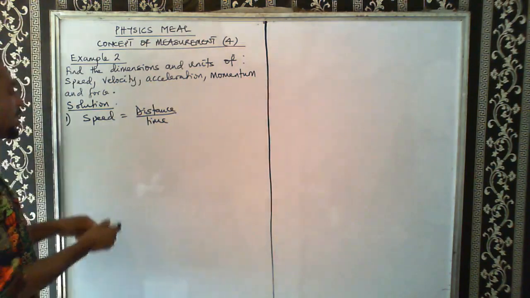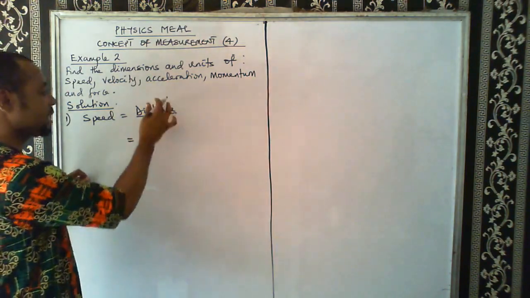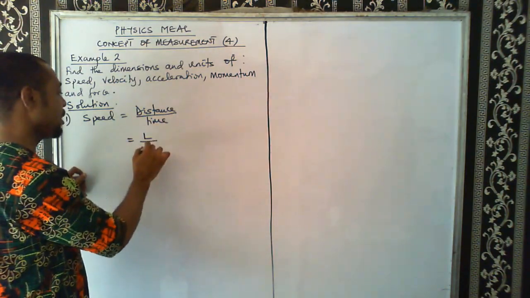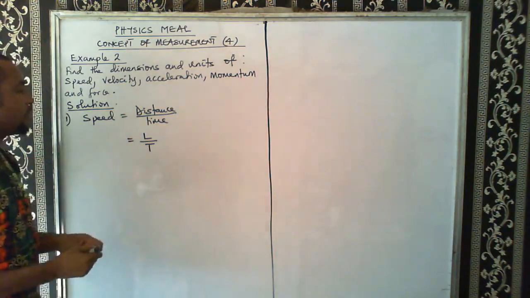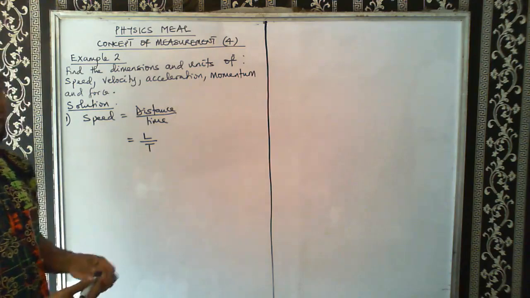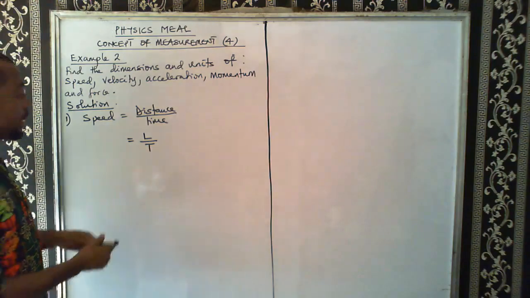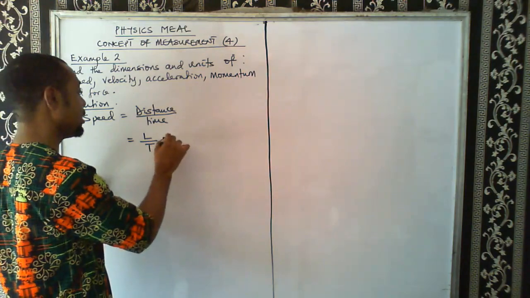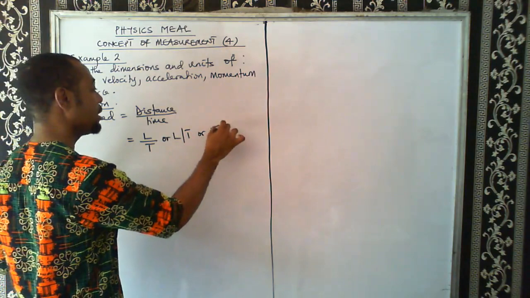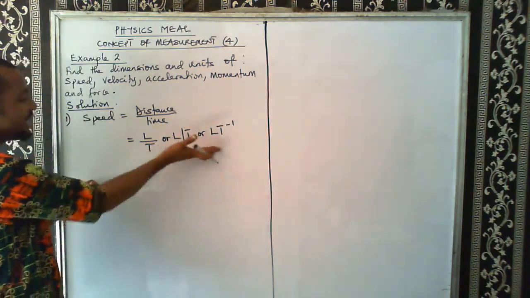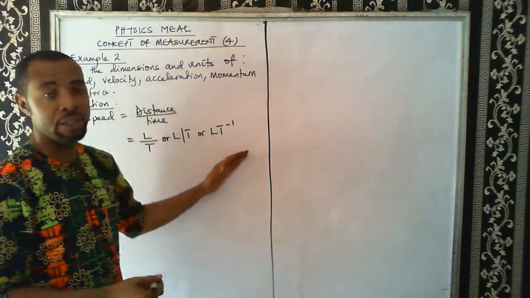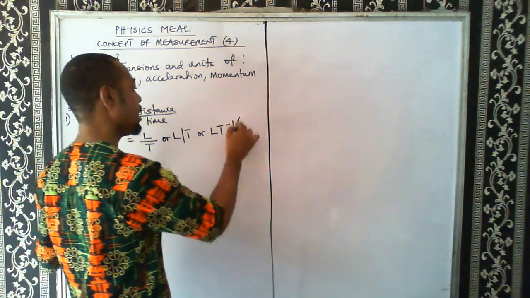So let's do that. We know that distance is the same thing as length. So the dimension of distance is length and the dimension of time is T. So this now is the dimension of speed, which I can write in an alternative form. I can say that this is length per time, or I can write it as length per time. So this is the dimension of speed.